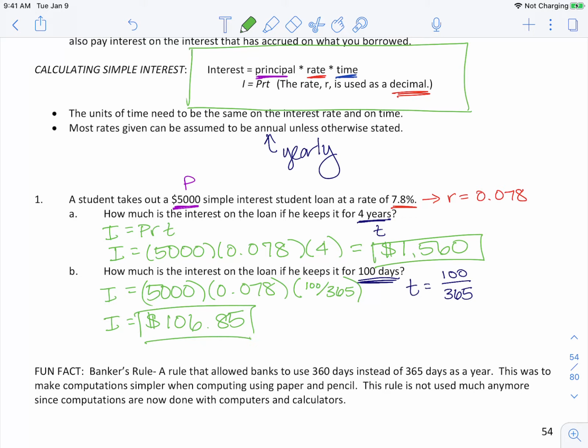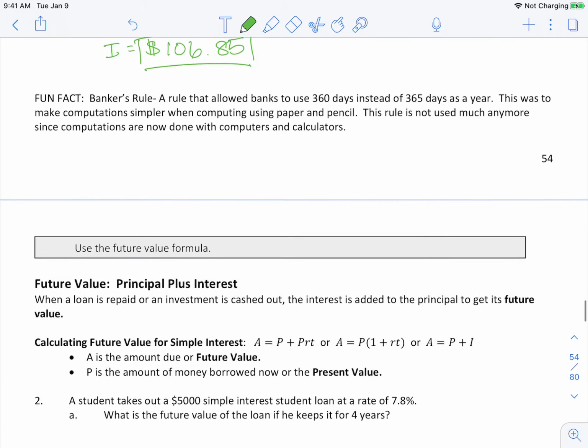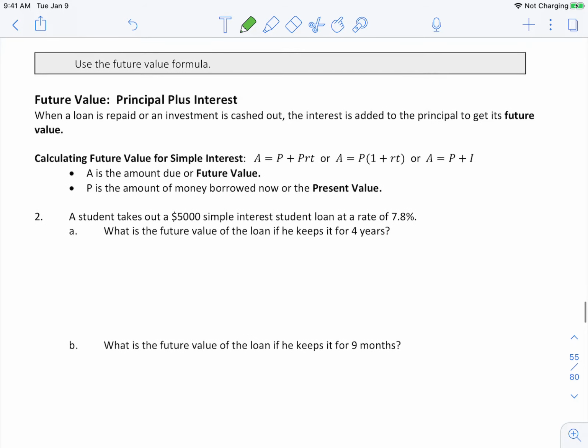So fun fact, a banker's rule, a rule that allowed banks to use 360 days instead of 365 days as a year. This was to make computations simpler when computing using paper and pencil. This rule is not used much anymore since computations are now done with computers and calculators.